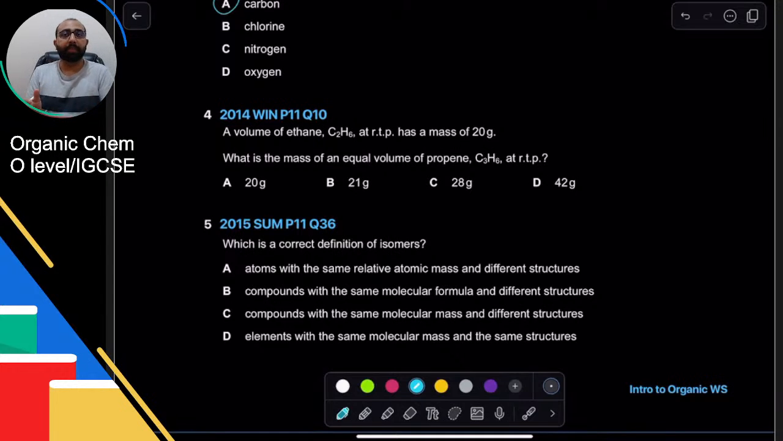अब उसने हमें वॉल्यूम नहीं बताया, बट हमें एक पॉइंट जो यहाँ पे याद होना चाहिए वो है एवोगैड्रोज लॉ. अगर आपको एवोगैड्रोज लॉ नहीं पता, मैं वीडियो का लिंक यहाँ पे भेज दूंगा. मेक श्योर दैट यू वॉच इट. 2 मिनट की वीडियो है. सो व्हाट इज द मास ऑफ एन इक्वल वॉल्यूम ऑफ प्रोपेन?